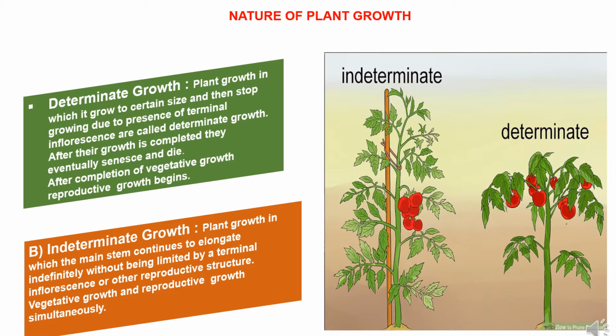Second is indeterminate growth, in which the reproductive growth runs simultaneously along with the vegetative growth of the plant. It can be defined as plant growth in which the main stem continues to elongate indefinitely without being limited by a terminal inflorescence or other reproductive structure.